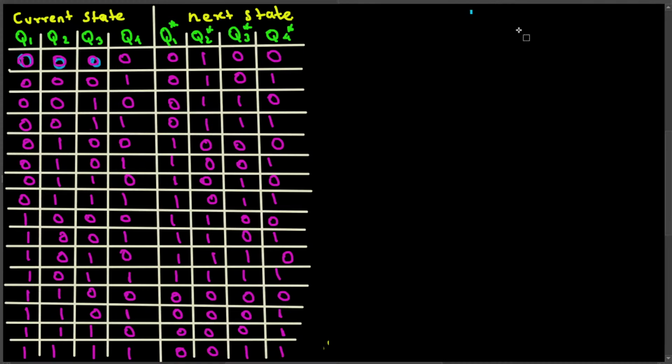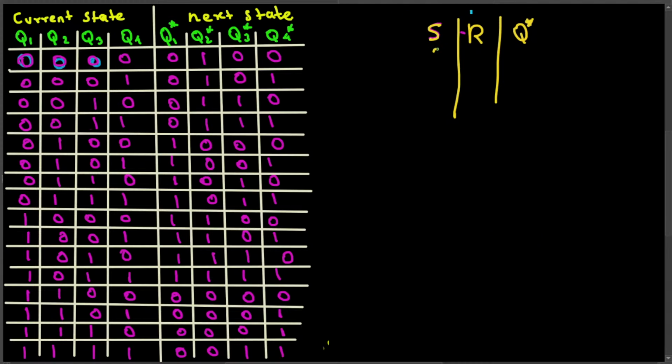Okay, let's look at the SR flip-flop here. SR flip-flop has a truth table like this. We have S and R, and the Q next state. Okay, so it comes like that.